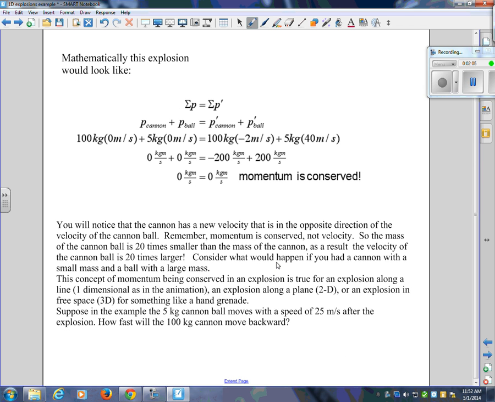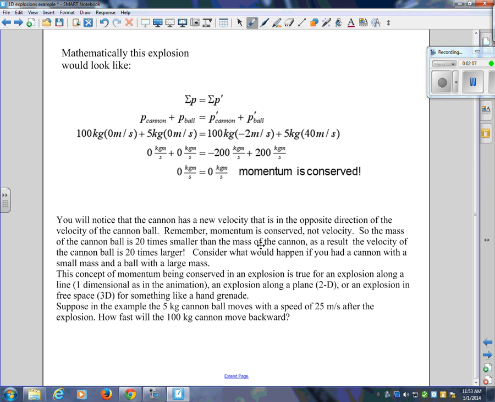Mathematically, they make it way more confusing than it needs to be. Let's just have a look at this here, because eventually you're going to see some crazy physics prof explaining this to you, so let me do it in regular guy language. Sigma P is equal to sigma P prime. What the heck does that mean? It means the sum of all the momentum before must equal the sum of the momentum after. So we've got momentum of cannon plus momentum of ball is equal to momentum of cannon plus ball after.